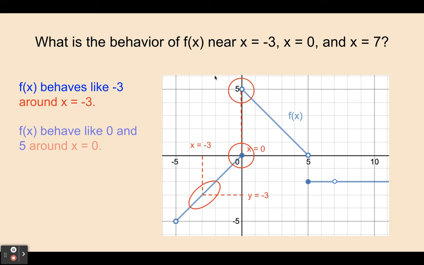So if we look around 0, this function behaves like 0 if I look left, and it behaves like 5 if I look right.